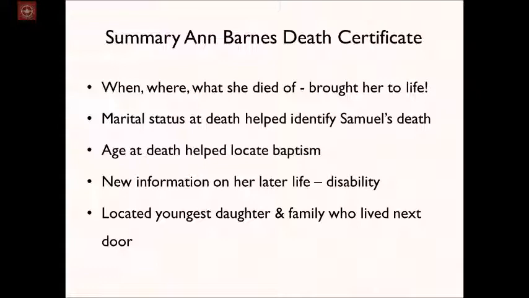The age of death helped me locate her baptism, and by the way, her maiden name was Anne Davis, so there were quite a few Davis baptisms to sort out, so that was very, very useful. It's given me new information on her later life, and it's told me about the disability she had, and I've also located her youngest daughter, and when I looked in the census returns, I found they were just living next door, and I found her husband's name and the names of Esther's 4 children as well, so I could add them to my family tree. So I don't know if you agree, but I think it was well worth buying that certificate.